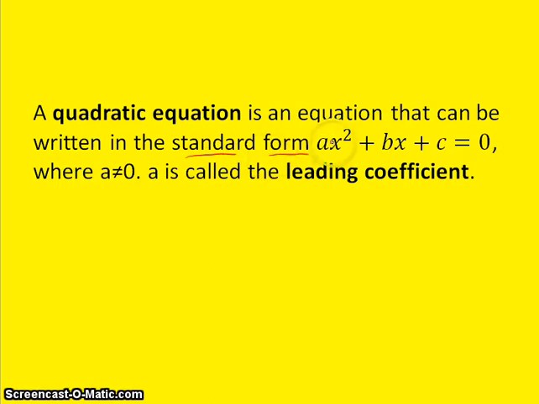And standard form is when you write your x squared term and the number in front, plus your x term, plus your constant, equals 0. It needs to be equal to 0. So writing it in descending order of the powers and making sure it's equal to 0. A cannot be 0, and A is also called the leading coefficient. So the number in front of the x squared in a quadratic equation is called the leading coefficient.